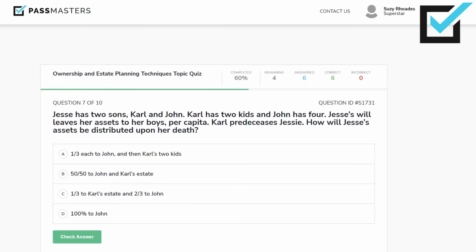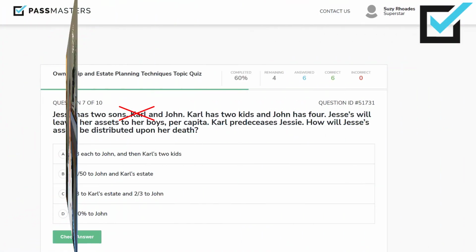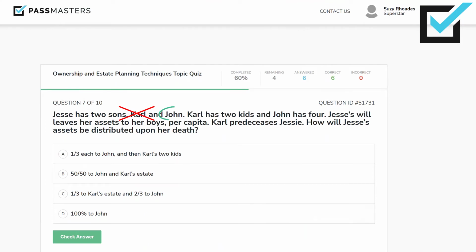Jesse has 2 sons, Carl and John. Carl has 2 kids and John has 4. Jesse's will leaves her assets to her boys per capita. Carl predeceases Jesse. How will Jesse's assets be distributed upon her death? Well, let's see. Carl and John were listed per capita, which stands for per person or per head. Carl is no longer alive, so 100% of the assets will go to John.